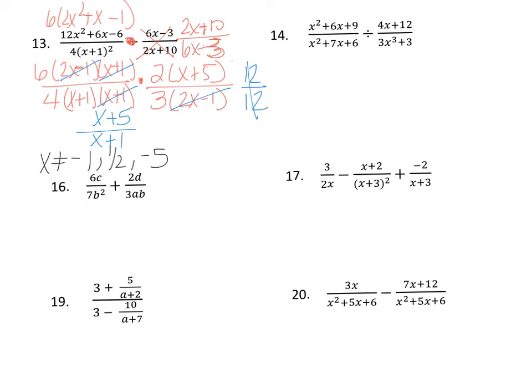Let's look at number 14. We're going to change it to multiply again. We're going to write 3x cubed plus 3 over 4x plus 12. And x squared plus 6x plus 9 is x plus 3 times x plus 3. Our factoring skills are super important here. X squared plus 7x plus 6 is x plus 6 and x plus 1.